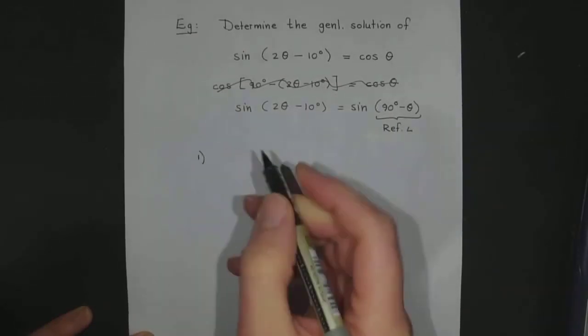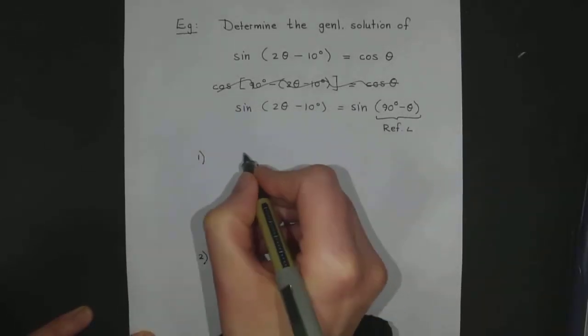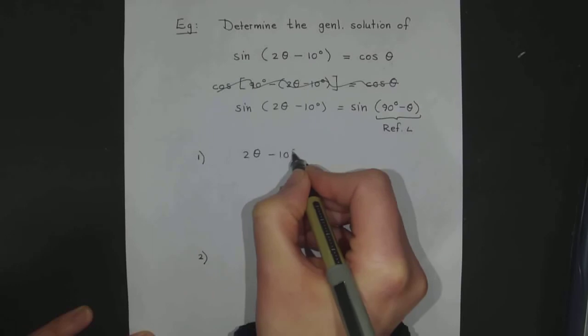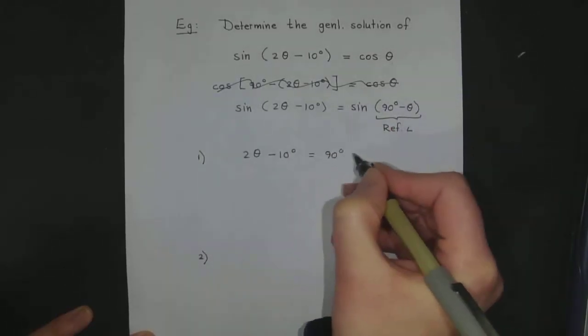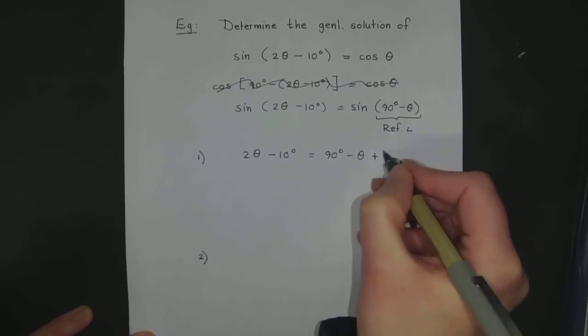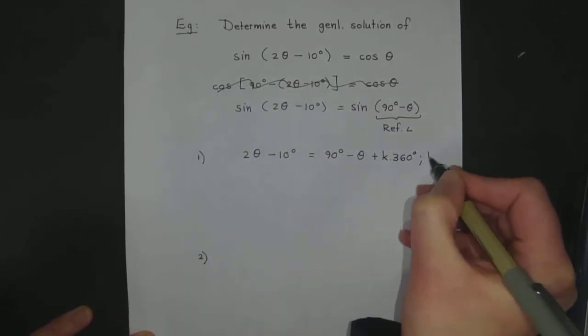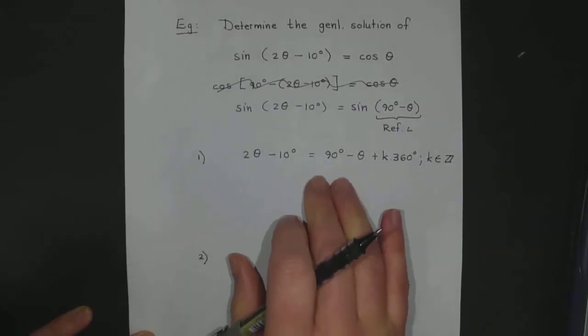So remember, we have two parts to our sine general solution as well. So the first part to our sine general solution says that 2 theta minus 10 degrees is going to be equal to that reference angle as it is. So 90 degrees minus theta plus k times 360. And again, just somewhere on the page, please do not forget k is an element of the integers. And I'll simplify this just now.